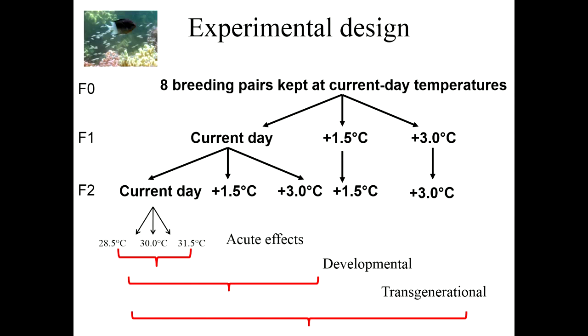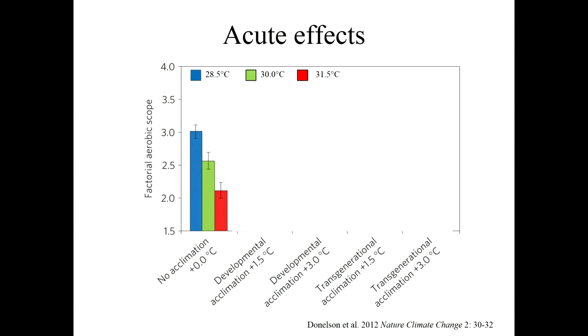And this is a really powerful design because it allows us to look for the acute effects of high temperature, developmental effects, whether they just reared up within a generation from early life, or the transgenerational effects of high temperature exposure. And one of the things we've looked at, this is just one of the traits, but it's one that's quite widely used, is factorial aerobic scope. You don't really need to worry about what that is, other than it's an indicator of their capacity to uptake oxygen that might be used for a whole range of activities, reproduction, getting away from predators, swimming against currents, whatever. But it's commonly used as an indicator of performance.